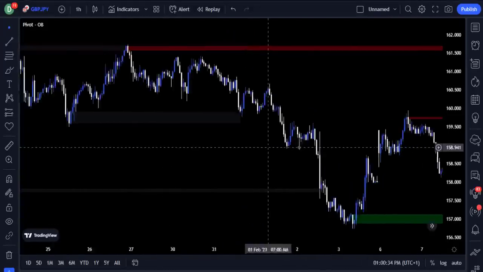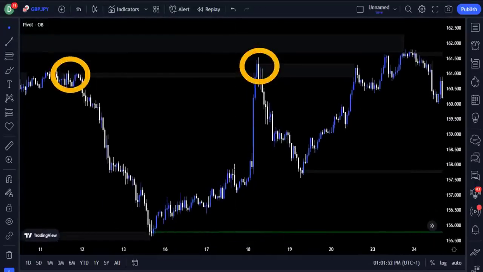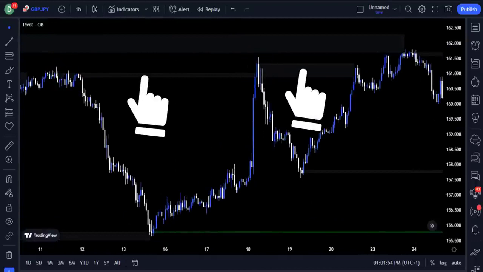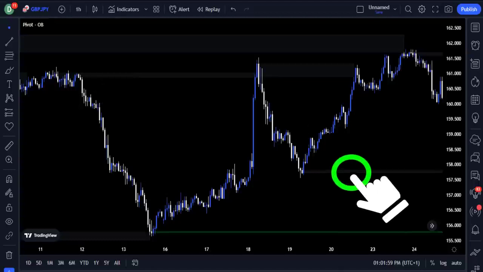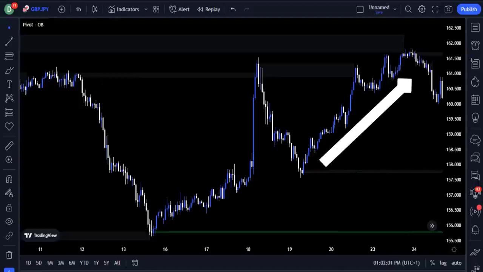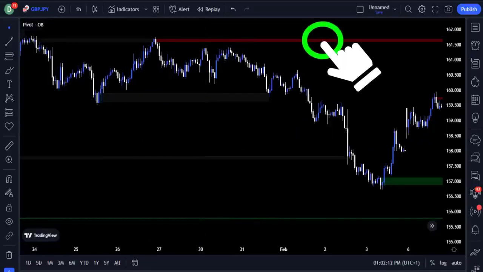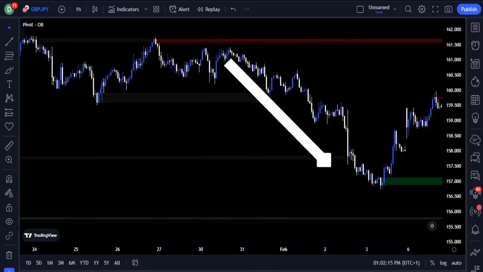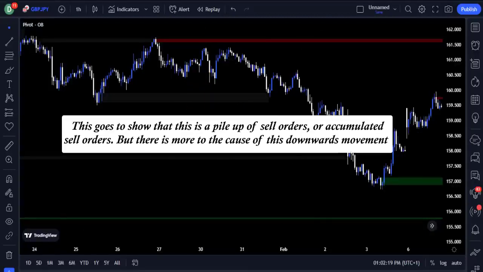For example, here on the chart, when the price reached this level, the indicator gave you these point of interest levels, using these white faded colored boxes, and the price moved down. Then you got this bullish POI which caused the price to move upwards, but later, when you got this bearish order block, you can see that the price moved down drastically, without respecting this bullish point of interest. In this way, it shows you that this is a pileup of sell orders, or accumulated sell orders. There is more to this downwards movement, using smart money concepts, which is above the scope of this video.